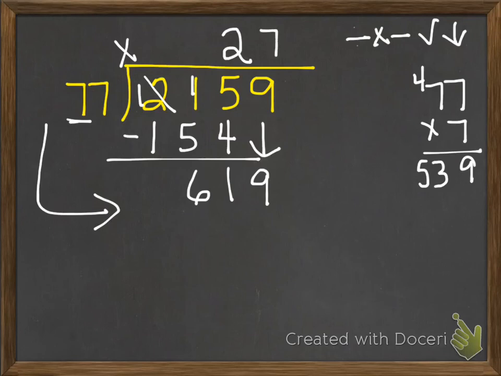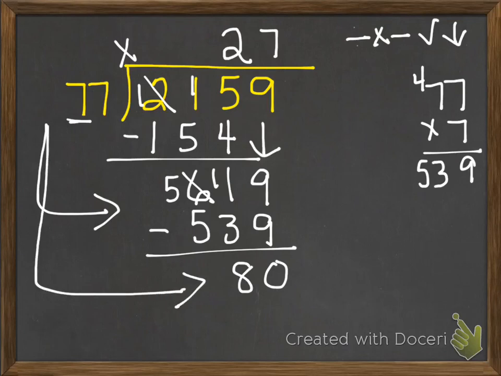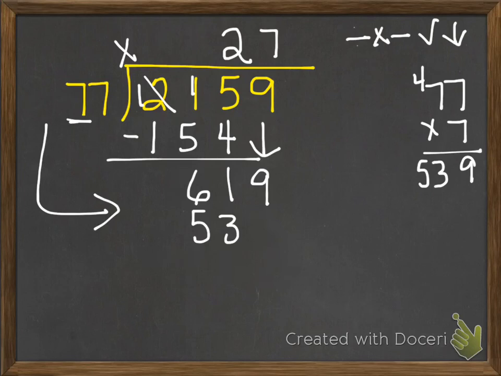Let's try that. 7 times 7, 539. Subtract 9 minus 9 is 0. 1 minus 3 doesn't work. So 11 minus 3, count back, 11, 10, 9, 8. Now check, is 77 larger than 80? And the answer is no, it is not. So this 7 right here isn't going to work. So I'm going to back it up, and we're going to try, instead of a 7, the next number up, which is 8.